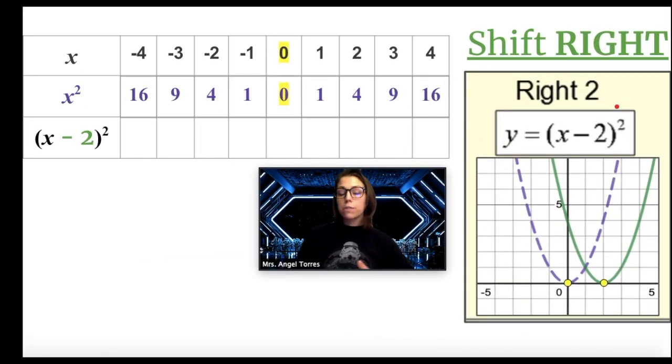Let's observe a shift to the right. Now you might be looking at this going, well, it's subtraction. Wouldn't that be a shift to the left? Careful. It's all about how do you find that unique point where the base of the power is 0.